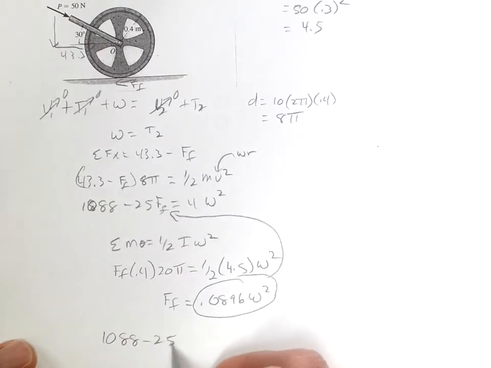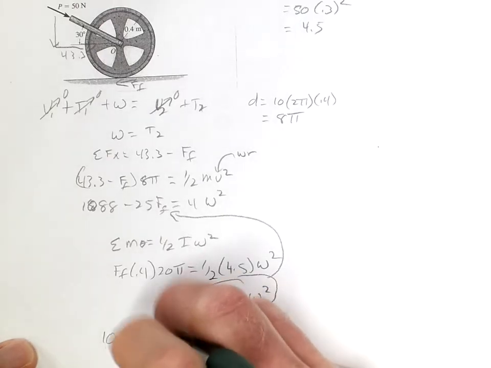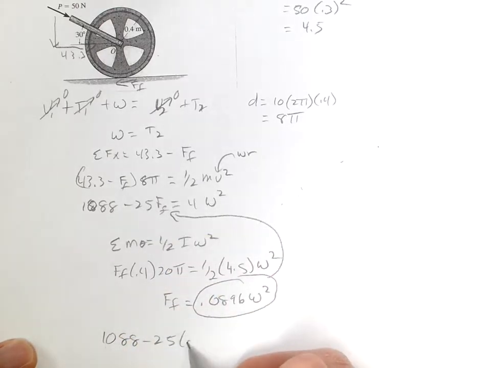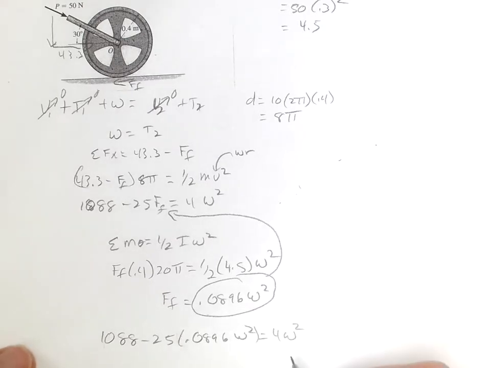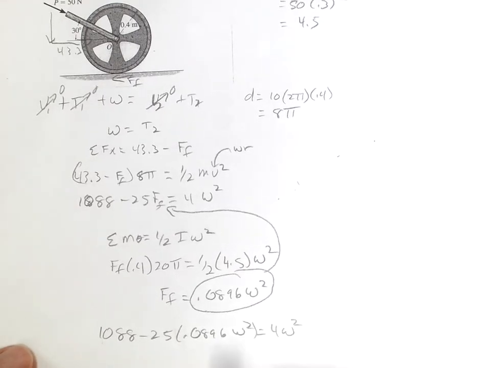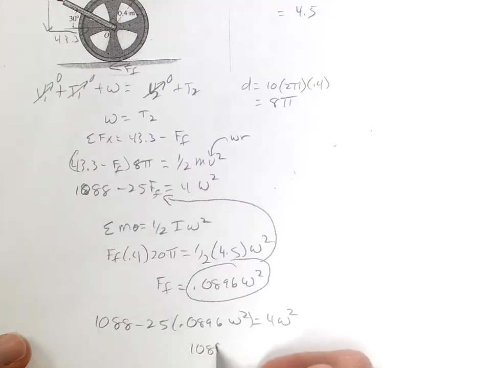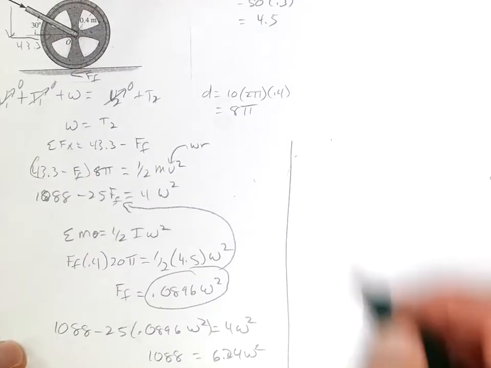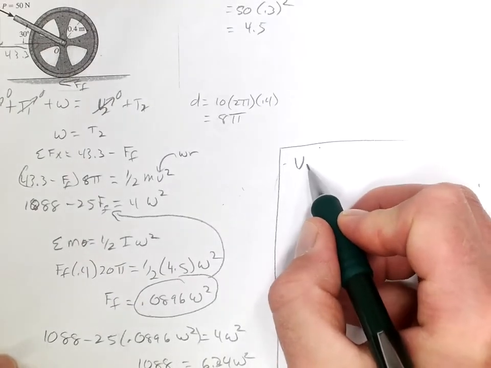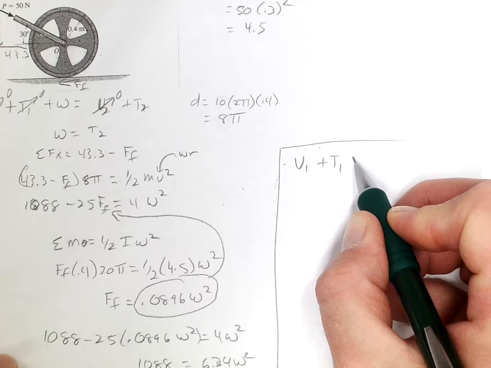Putting this into right there, and we get 1088 minus 25 times 0.0896 omega squared equals 4 omega squared. Distributing and solving, we get 1088 equals 6.24 omega squared, and omega equals 13.2 radians per second.